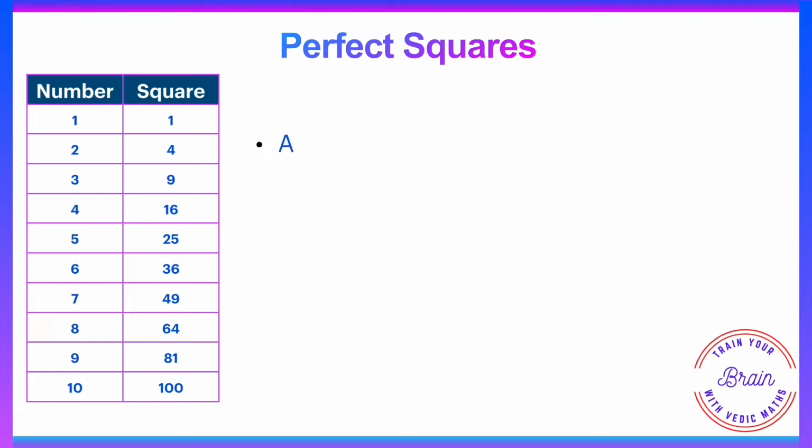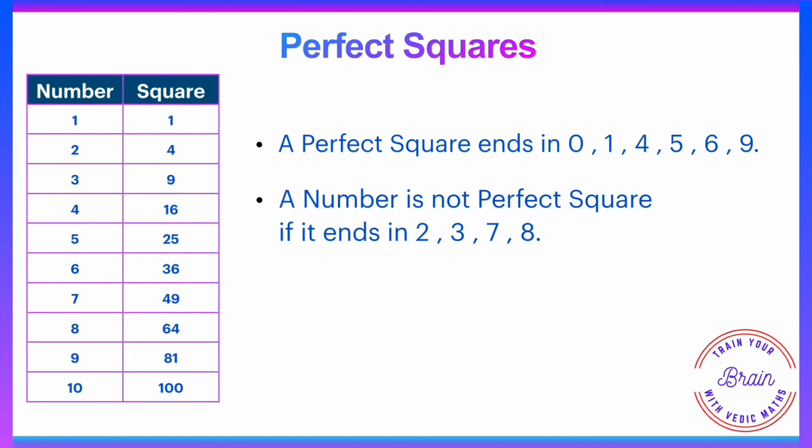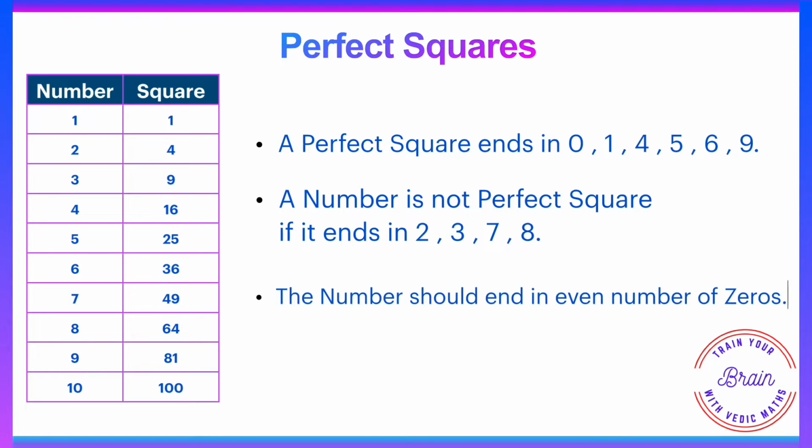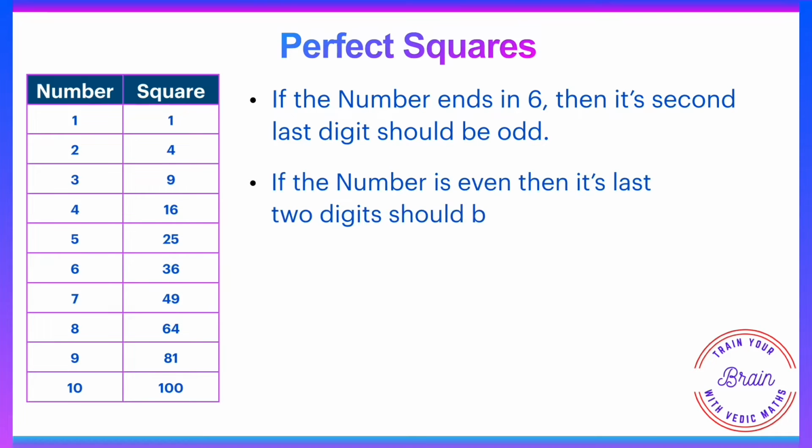When we observe, all these perfect square numbers end in 0, 1, 4, 5, 6 and 9. Any number that ends in 2, 3, 7 and 8 is not a perfect square number. The number should end in an even number of zeros. If the number ends in 6, then its second last digit should be odd. If the number is even, then its last two digits should be divisible by 4.